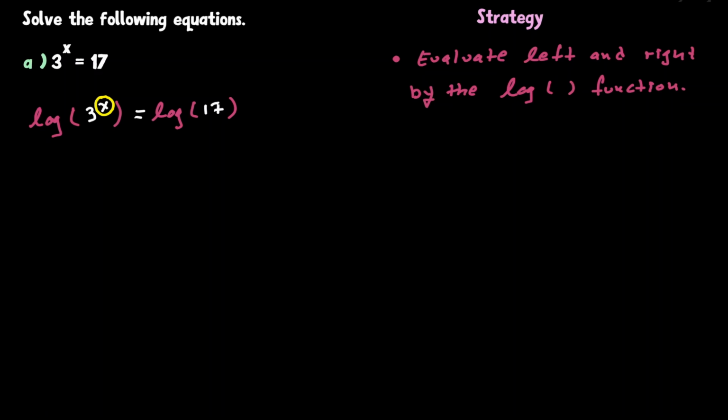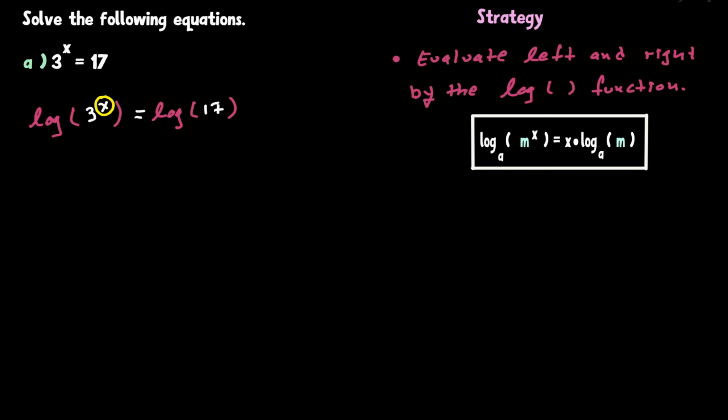We have a property that can help us with that, the power rule. The power rule says that anytime we have an exponent inside the function of log, we can always bring it to the front as a multiplication. And that's exactly what we have here. So let's get this exponent of x, and let's bring it to the front of the log in the left-hand side.